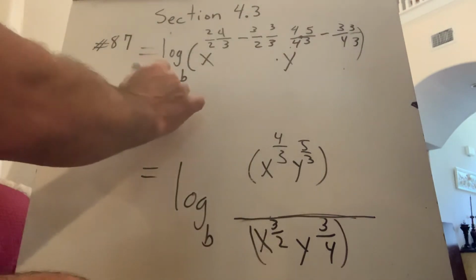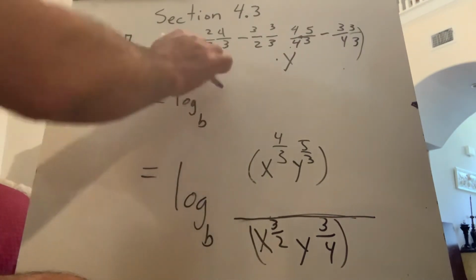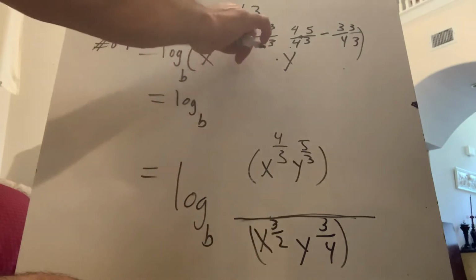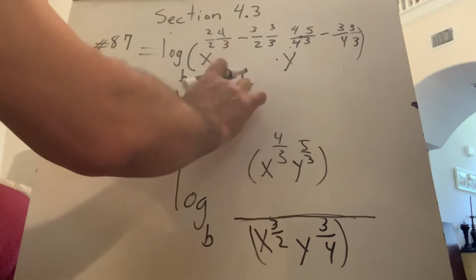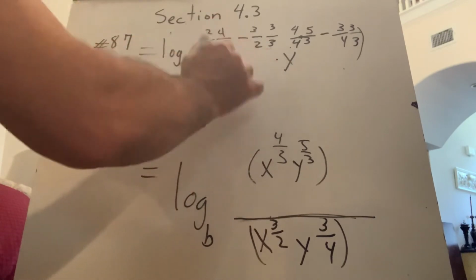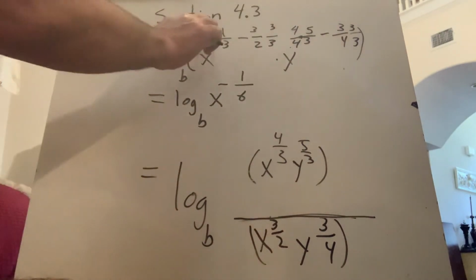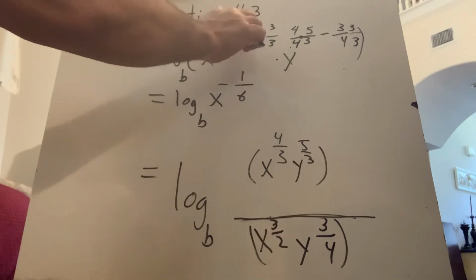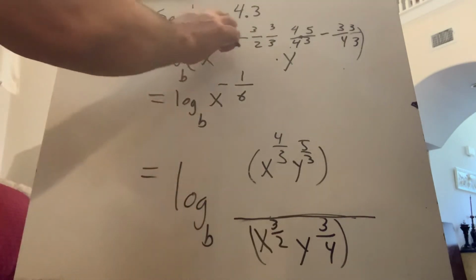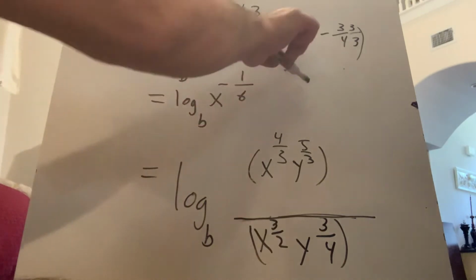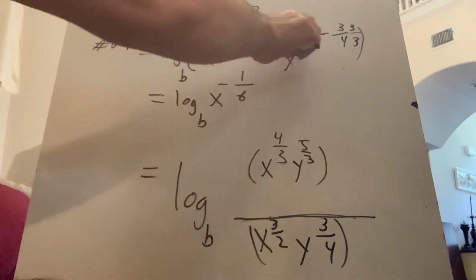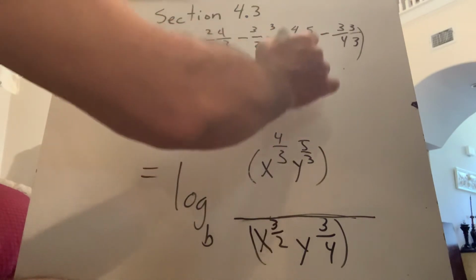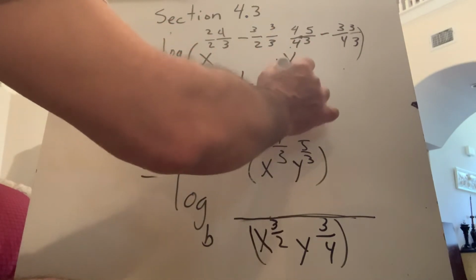So at the end of the day, this becomes log base B of x to the 2 times 4 minus 3 times 3, which reduces to negative 1 over 6. Remember, the denominator is 6. It's common, and that's why we are able to combine them. The top, 2 times 4 becomes 8, minus 3 times 3, which is 9, and 8 minus 9 becomes negative 1. The same thing here: 4 times 5 is 20, 3 times 3 is 9, so 20 minus 9 becomes 11 over the same denominator, which is 12.